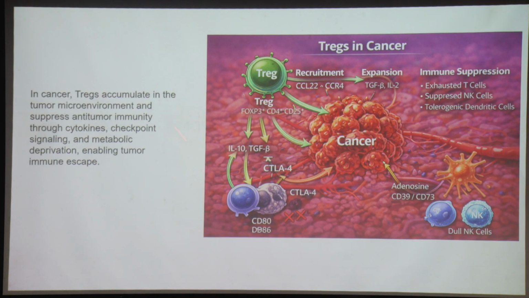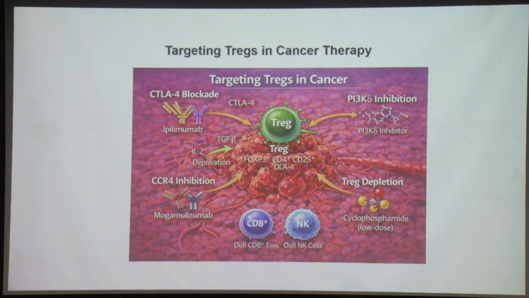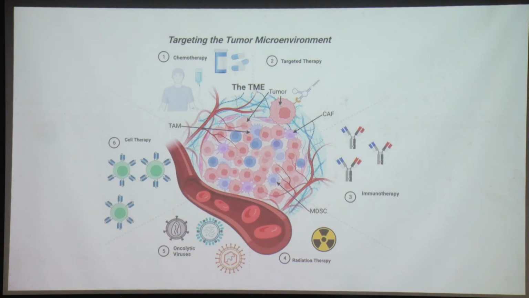Okay, so these are the TREG cells. It's the same picture here. Okay, so now there are different ways you can also target TREG cells. And once you target TREG cells, basically the immune system will become active again. Okay, so let's not go into the details of those things. So there are many ways to target the tumor microenvironment, but the point here is that now you understand how important it is to target the tumor microenvironment.